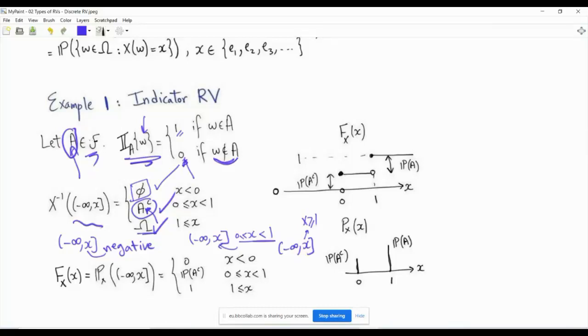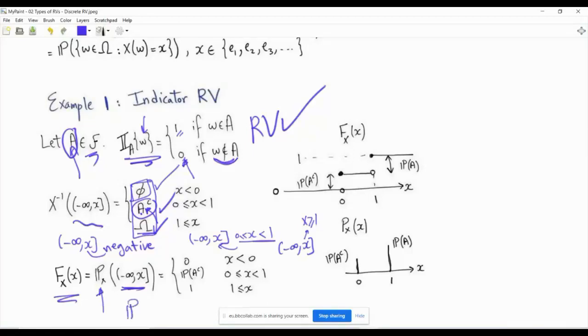So A is in the sigma algebra, A complement is guaranteed to be there, and hence every pre-image is in the sigma algebra. So yes, this guy is a random variable. This is true. Now, what about the CDF? Again, the CDF is that we want to know the probabilities of those intervals.